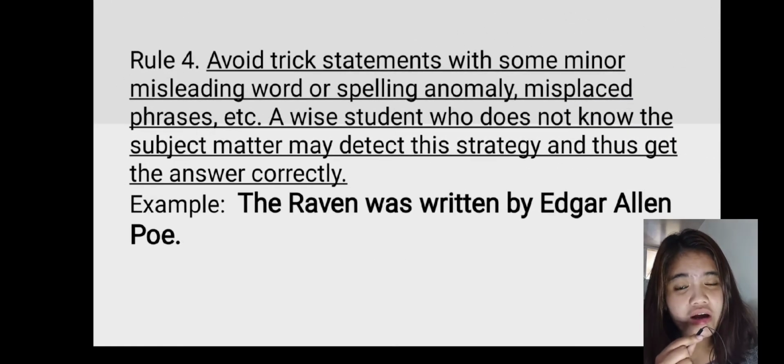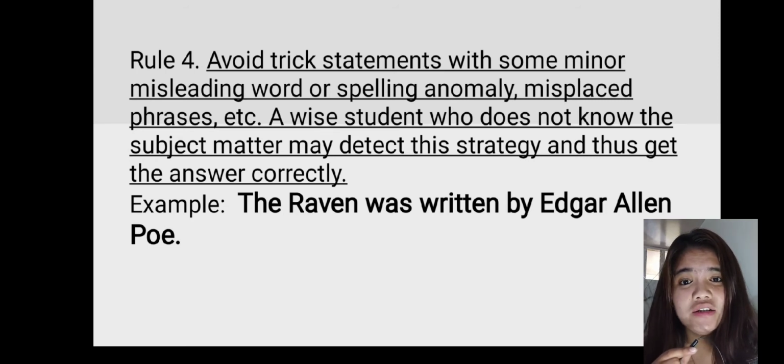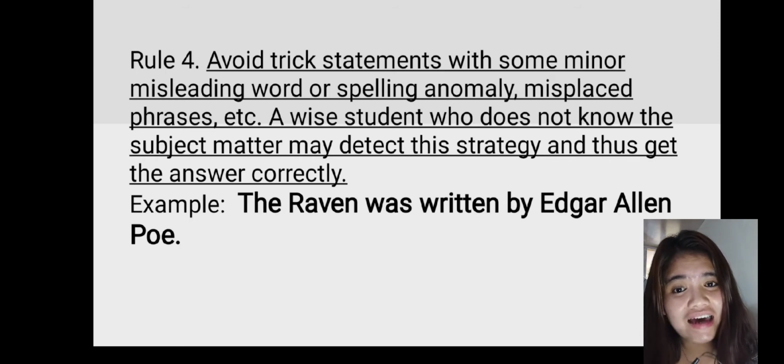Rule number 4. Avoid trick statements with some minor misleading word or spelling anomaly, misplaced phrases, etc. A wise student who does not know the subject matter may detect this strategy and thus get the answer correctly. Example: The Raven was written by Edgar Allan Poe. Allan is misspelled and the answer would be false. This is an example of a tricky but utterly useless item.